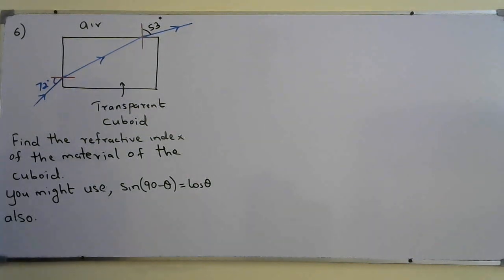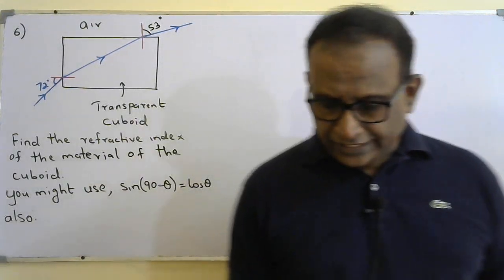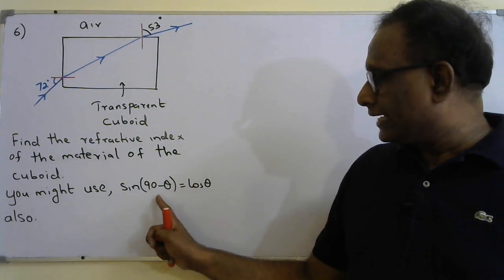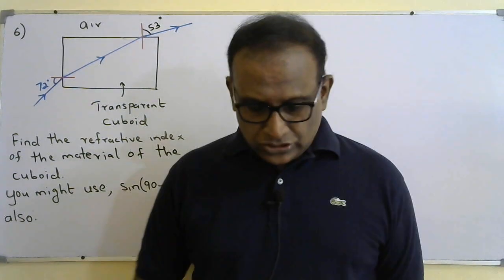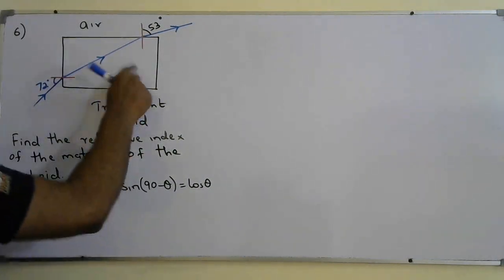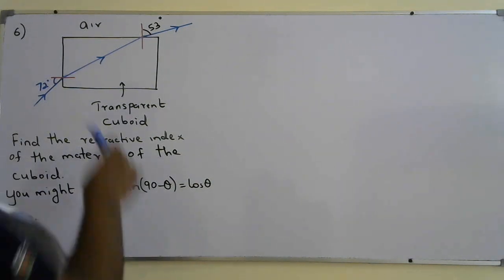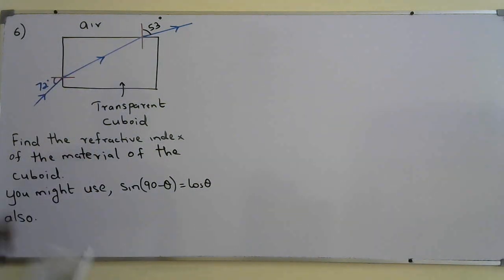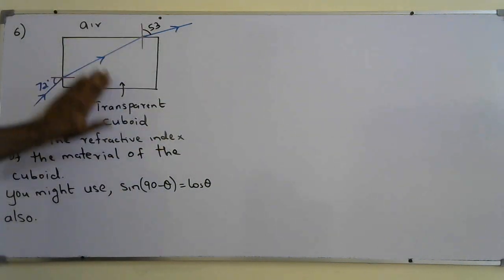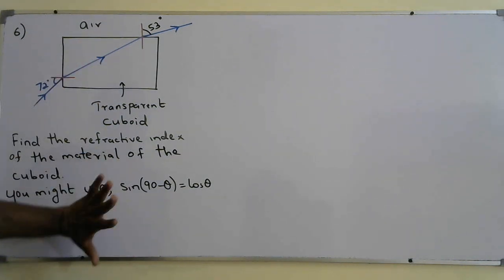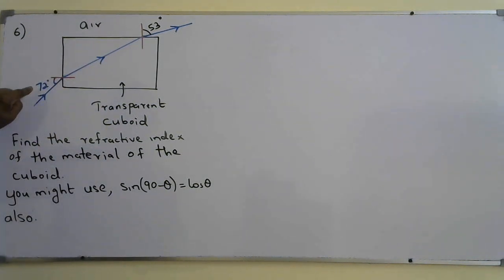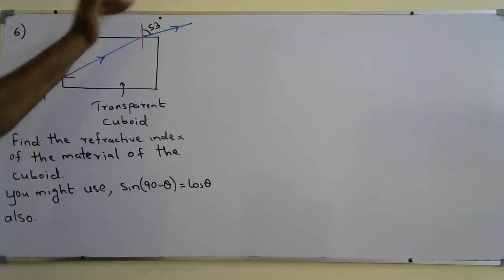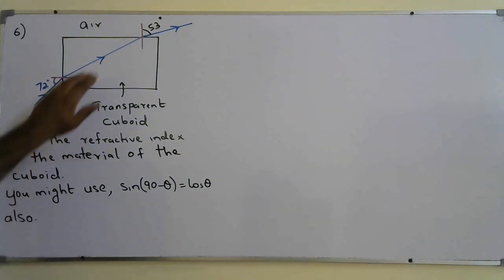Okay, so this is a slightly different type of question. We need to use a little bit of geometry, and also an extra equation is given. You would have done it in maths: sine(90 minus theta) equals cos theta. So the question is to find the refractive index. It's a cuboid, so the opposite sides are parallel and these angles are 90 degrees. The angle of incidence in the air, surrounded by air, on this transparent material, not glass, something else, but a transparent cuboid, is 72 degrees, and the light is emerging at an angle of 53 with the normal in the next medium. So the question is to find the refractive index.